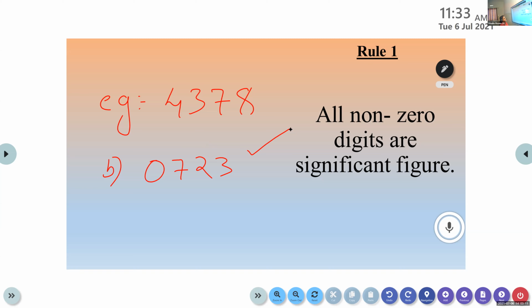Identify the number of significant digits in this second case. 0723. Try to find out the significant figures. 3, ma'am. Very good. It is 3. Why are you not taking the 0? Yes, because according to your rule 1, all non-zero digits are significant figures or significant digits. So here we cannot consider this 0. So 7, 2, 3, there are 3 significant figures here, or significant digits. Is it clear? All non-zero digits are significant figures.